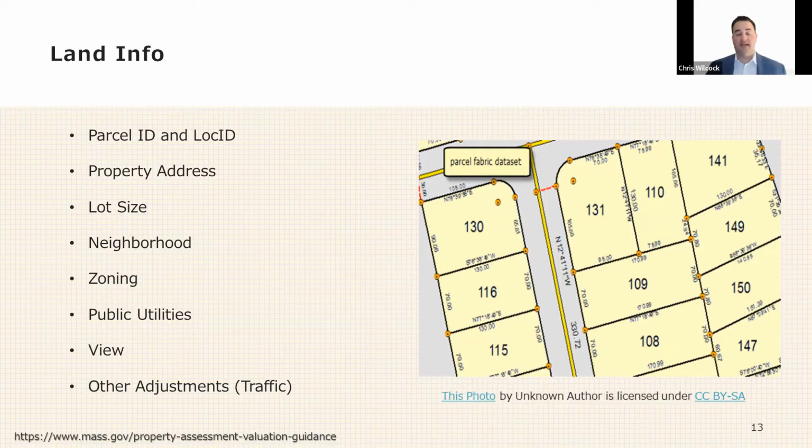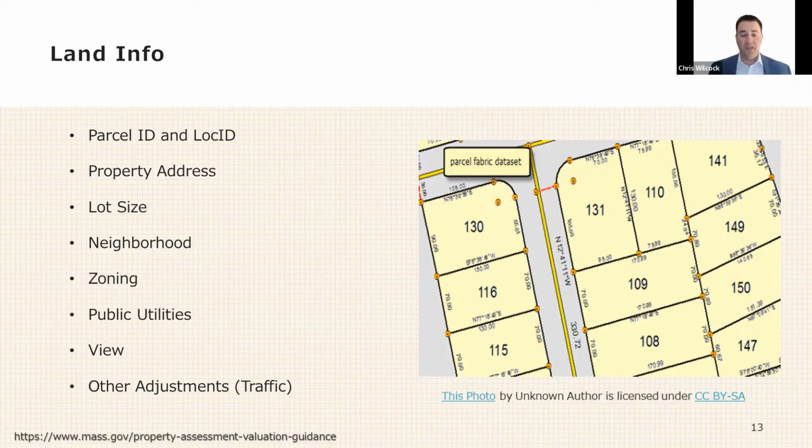Public utilities could be an issue. Some communities have septic systems compared to local sewer systems. That could impact value. The size of the lot could be contingent on where you put that septic system. So knowing the public utilities could have an impact on value. It's something that most CAMA companies or software packages do track, but it's something that could change from time to time.